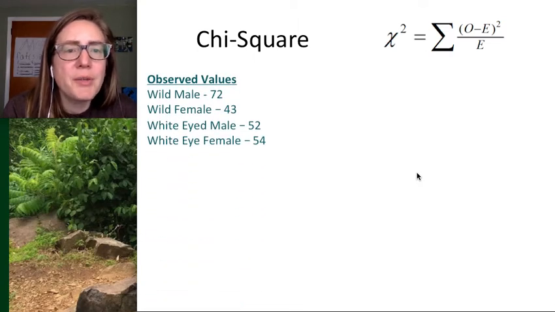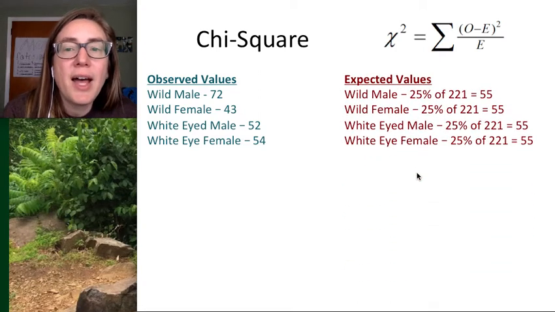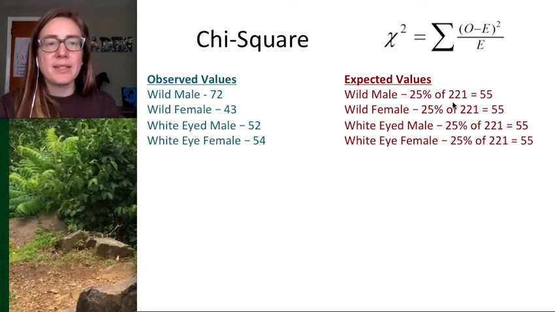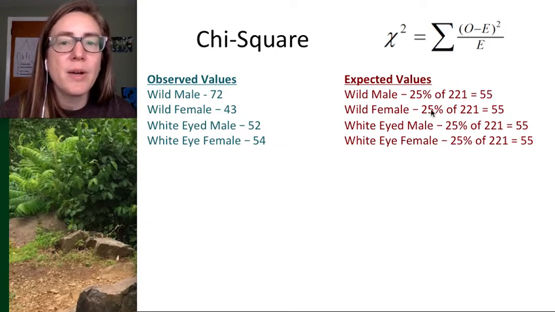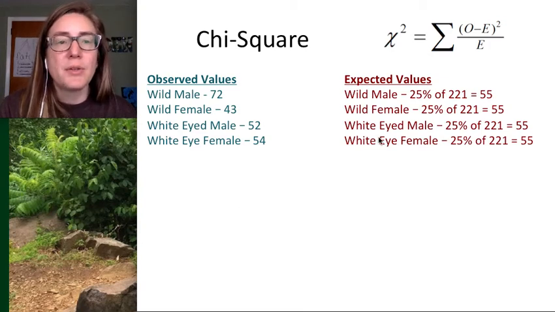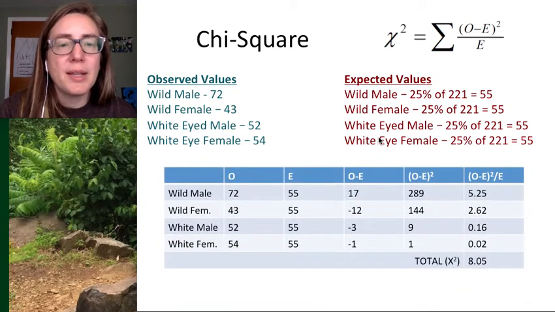My observed values, again, are the ones pulled directly from the class data for the total data for that F2 cross. My expected values in this case are not going to change from the percent error. So again, I still expect this many out of 221 to be these different phenotypes. So here's a table that you can use to plug this in.